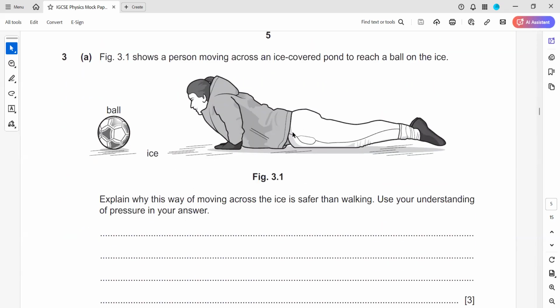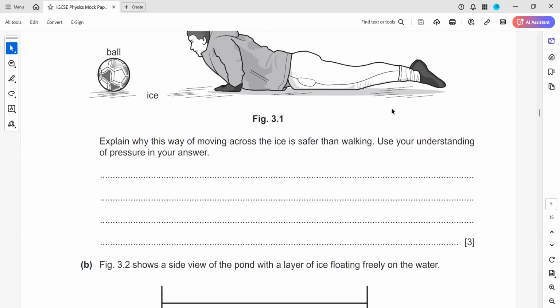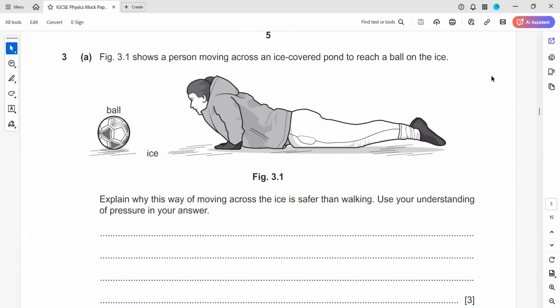Figure 3.1 shows a person moving across an ice-covered pond to reach the ball on the ice. Explain why this way of moving across the ice is safer. Use your understanding of pressure. Look, he will have a large surface area in contact. What is the relation between pressure and area? Pressure is force acting on unit area. So if he has a large area in contact, the pressure on the ground will be low, so he is less likely to sink in the pond or crack the ice.